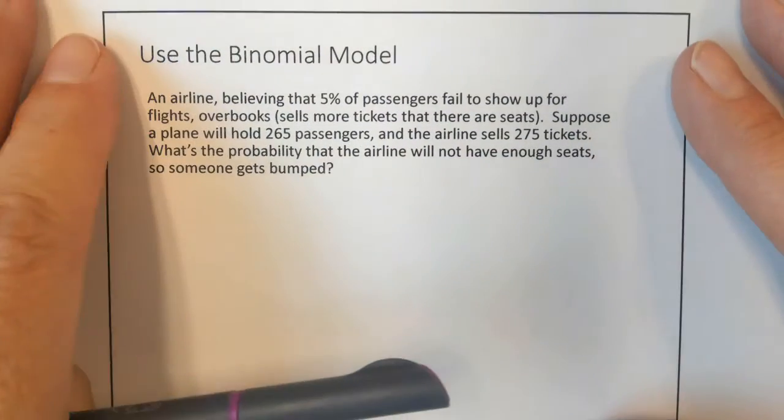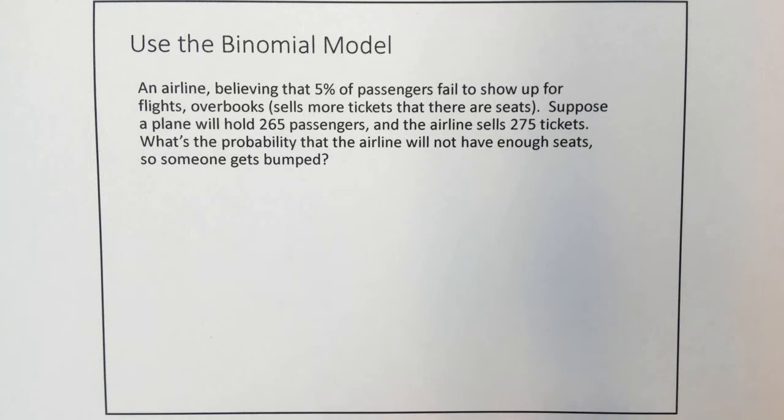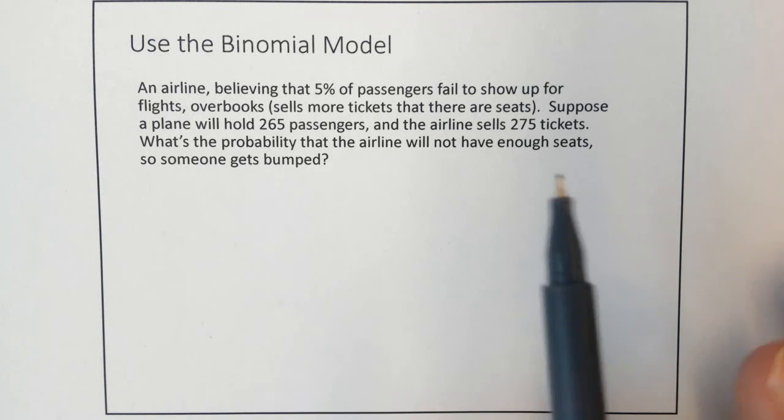We're going to use a binomial model to answer this question. We have an airline that thinks that, statistically in the past, 5% of passengers have failed to show up for their flights. So they overbook. They sell more tickets than they have seats because they really want to have behinds in every single seat, because then they maximize the money they make.